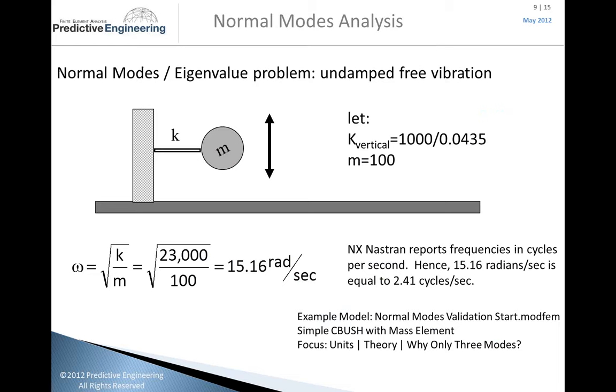I advocate if you're new to doing a type of analysis, do something simple. Do a pilot model so you can see it in action. And this is something I pull out in the class and say, okay, we're going to do the simplest model possible. We're going to do a beam with a mass, something we can hand crank out. That's just so simple. It's trivial. And so you have a stiffness, and you calculate the stiffness, 23,000, and the mass is 100, and you get this rad per second because of the hand calc. And then you divide that around to get your equal to cycles, 2.41.